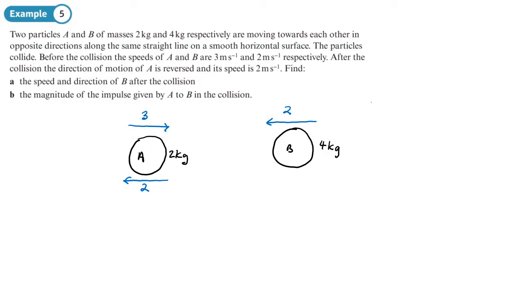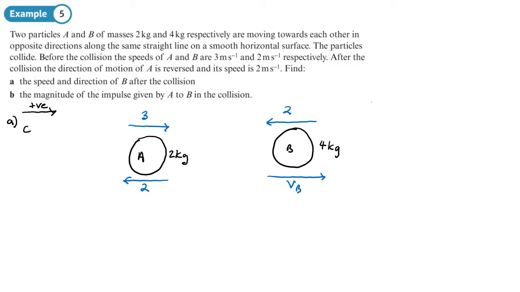Now, because we don't know which direction it's moving in, we're going to have to make an assumption. I'm going to assume that B also changes direction and goes this way. So this is going to be the velocity of B after the collision. Again, if it's the other direction, I'll get a negative in my working. And in part A, I'm going to take to the right here as positive.